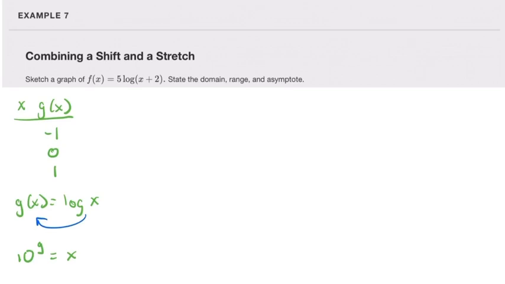When g is -1, x is 1 over 10. Then we get a 1. And when g is 1, x is 10. If g were 2, it would go to 100.